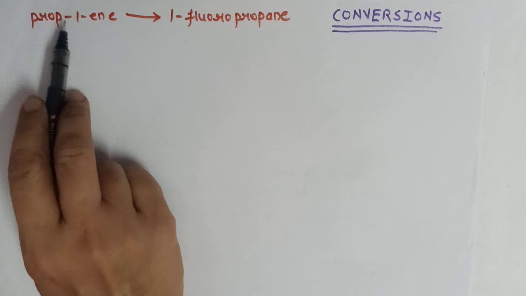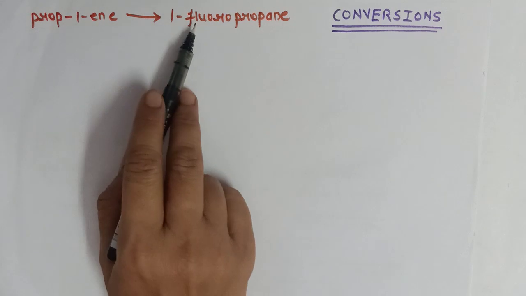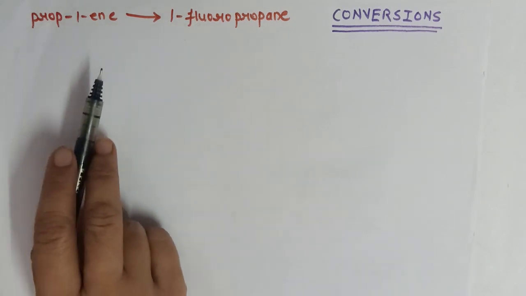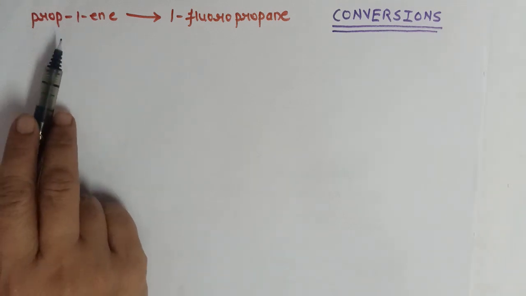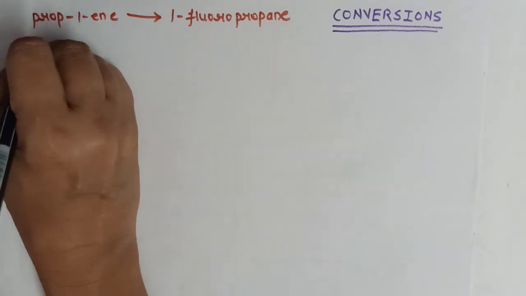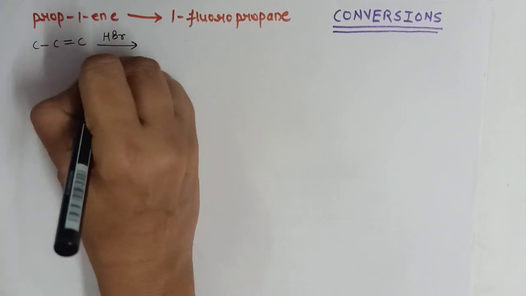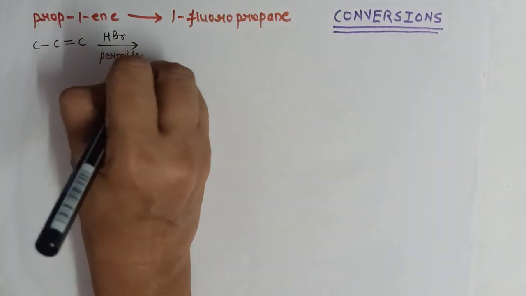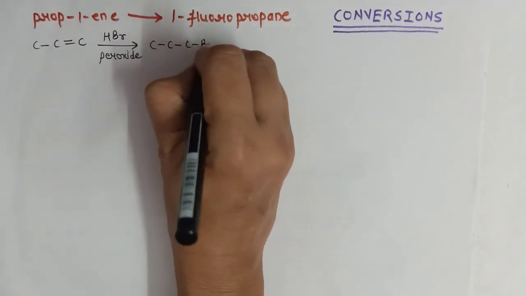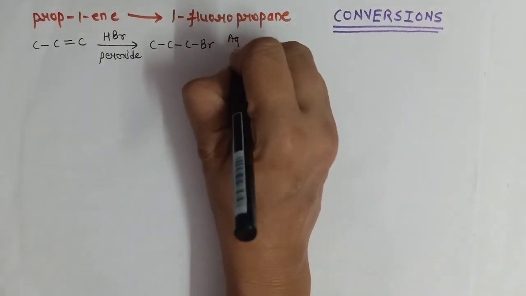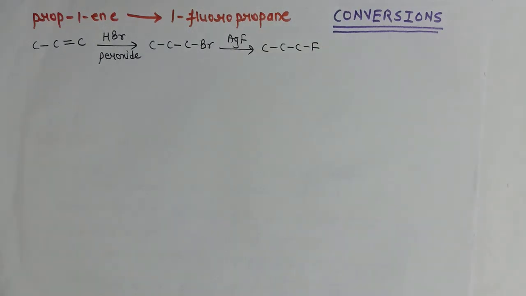So we'll begin with the first one, prop-1-ene to 1-fluoropropane. In my past videos I have told you that fluorine cannot be introduced directly to any hydrocarbon, that we need halogen exchange method. For that, first of all we have to introduce some halogen. So prop-1-ene I will treat with HBr in presence of peroxide, as I need the substitution at number 1 carbon atom. I will get 1-bromopropane. Then by using a metallic fluoride like silver fluoride, I can get 1-fluoropropane.